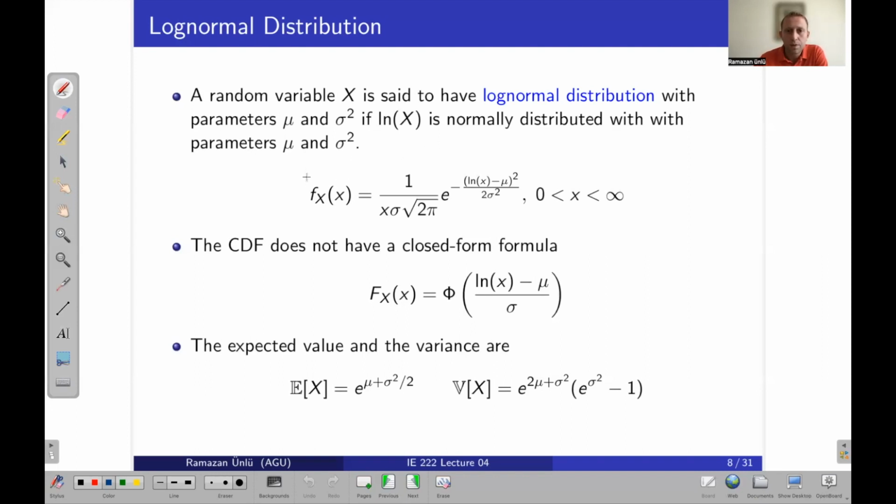And the PDF of the log normal distribution is this one, which is similar to the normal distribution PDF. Instead, we use ln of x instead of x in that power part. And also we added x in the denominator.